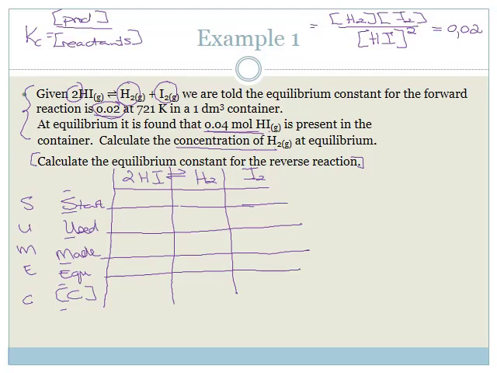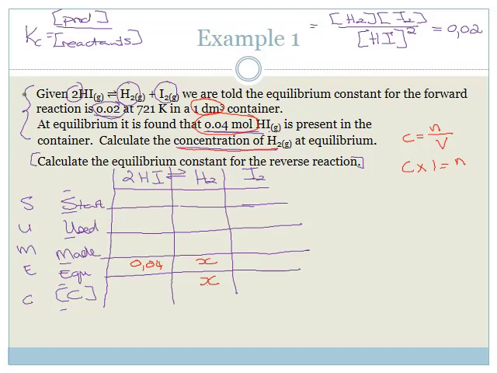Okay, so what does it say? It says that at equilibrium, we've got 0.04 moles of hydrogen iodide. And it says calculate the concentration of the hydrogen. So what we want is X, the concentration. Now the nice thing is, remember that concentration is number of moles over volume. But in this case, the volume is 1. Therefore, whatever this concentration is, we multiply it by 1 to get the number of moles at equilibrium. So therefore, this is going to be X as well.